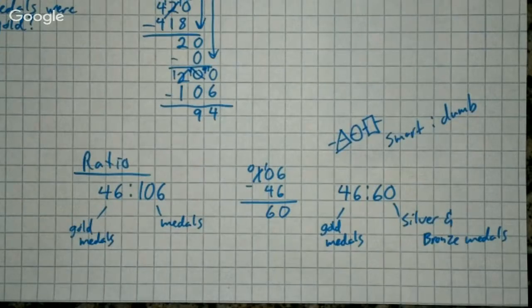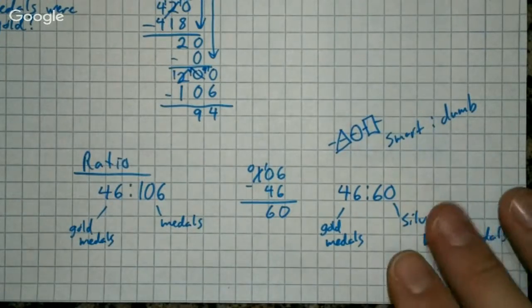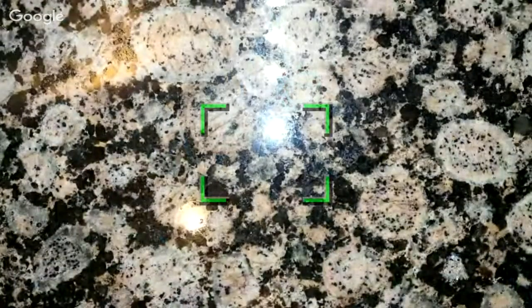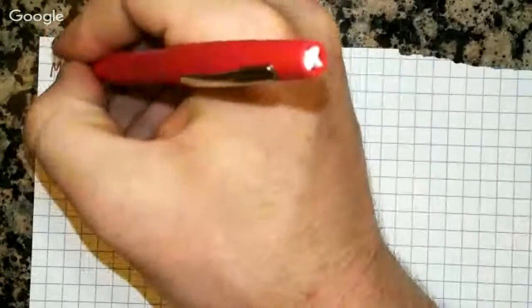Okay, so let's now move on to our modeling. I'm going to use a new piece of paper. And in our modeling, I'm going to go ahead and work through two different methods. Okay, and again, modeling.